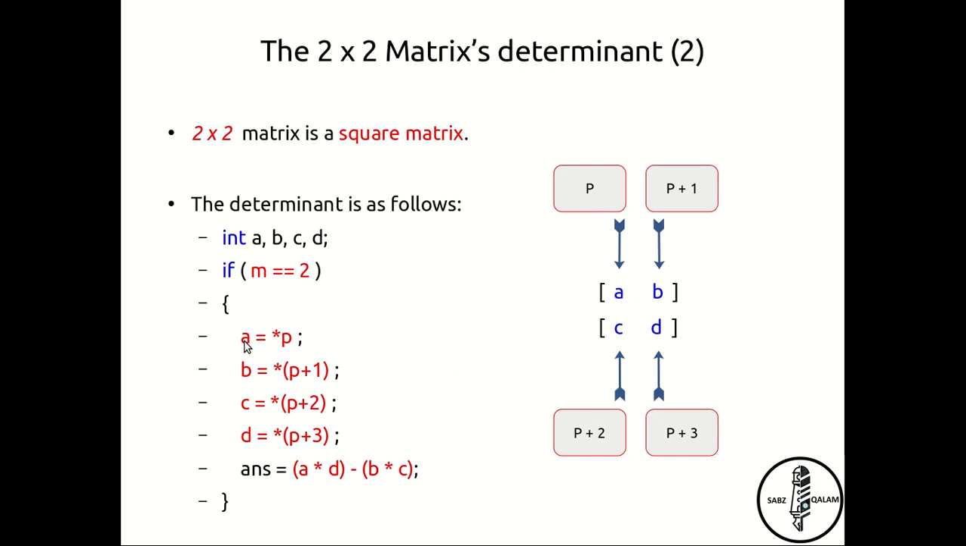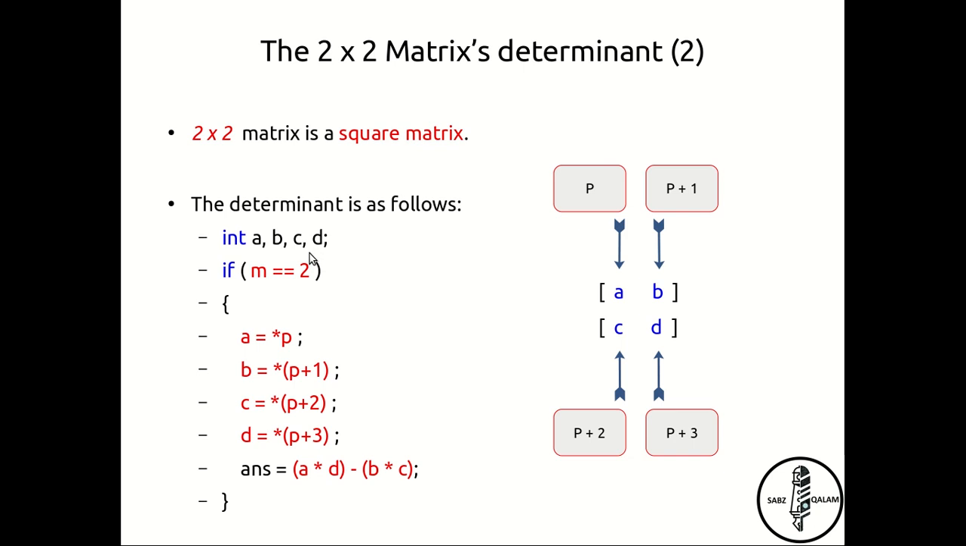So the first element A is the contents of location P, B is the contents of location P plus 1, C is the contents of location P plus 2, and D are the contents of location P plus 3. And the answer for that is AD minus BC. So you really need 4 additional variables.